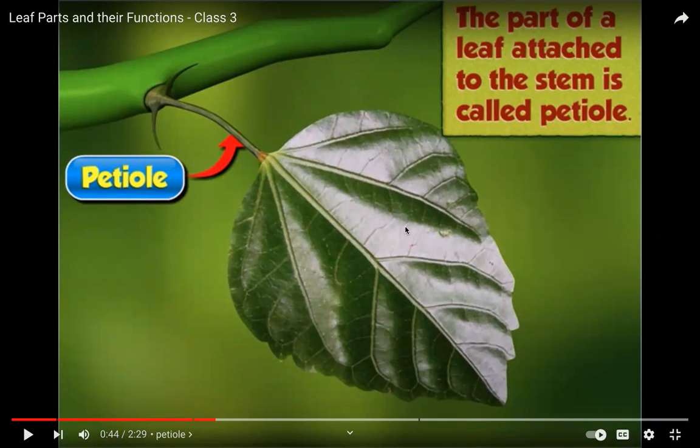The function of petiole is to hold the leaf to the stem. Petiole attaches the leaf to the stem. Excellent. Very good.